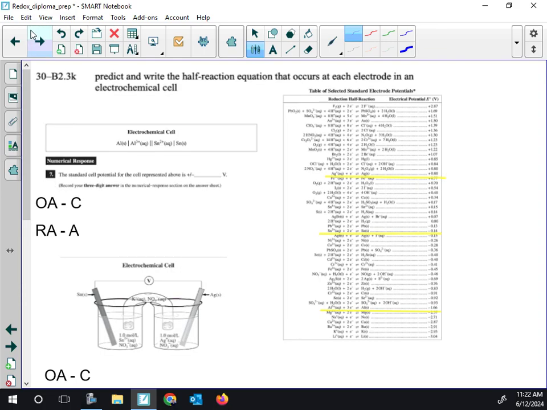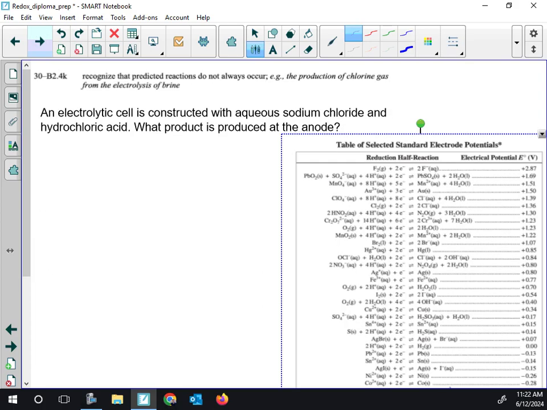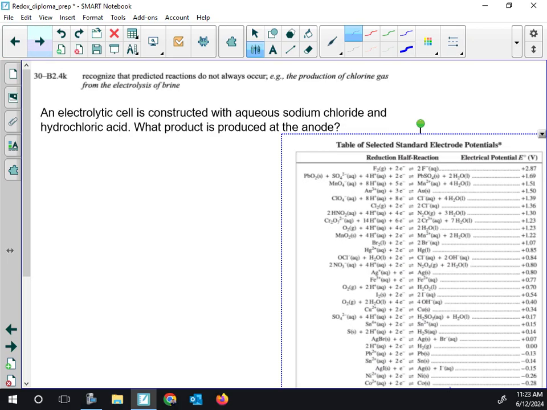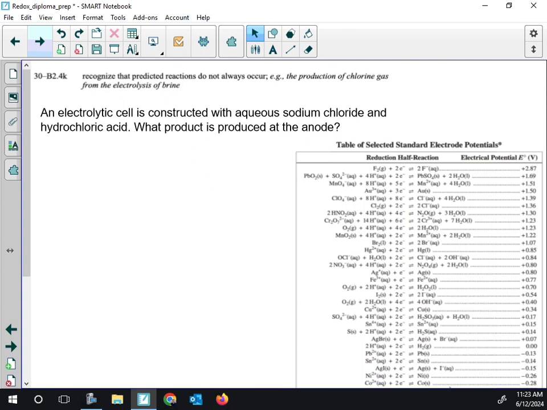Last bit is that we'll go through. I've already done lots of stuff writing the equations, so I'm going to skip that. It's talking about an exception. There are many times when the table doesn't make the exact right prediction, and you just need to know about the production of chlorine gas. So I've got an example that we'll work through.